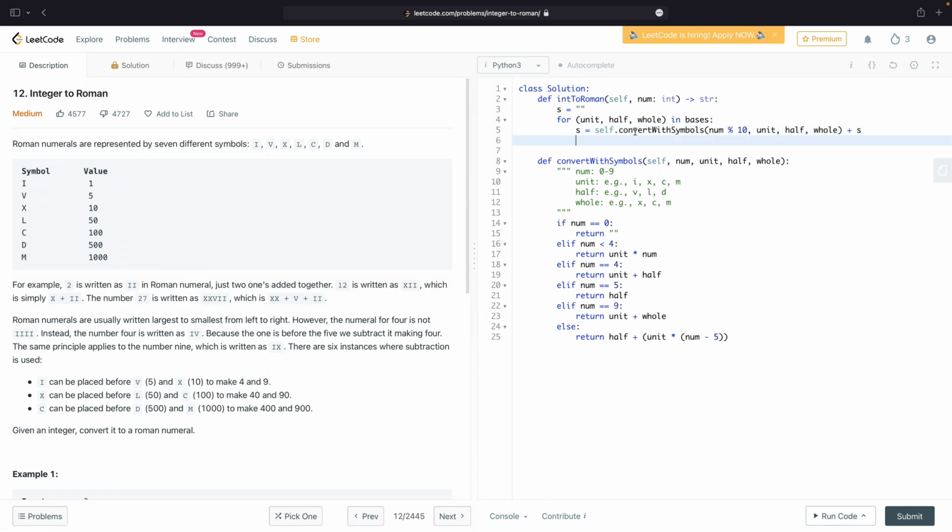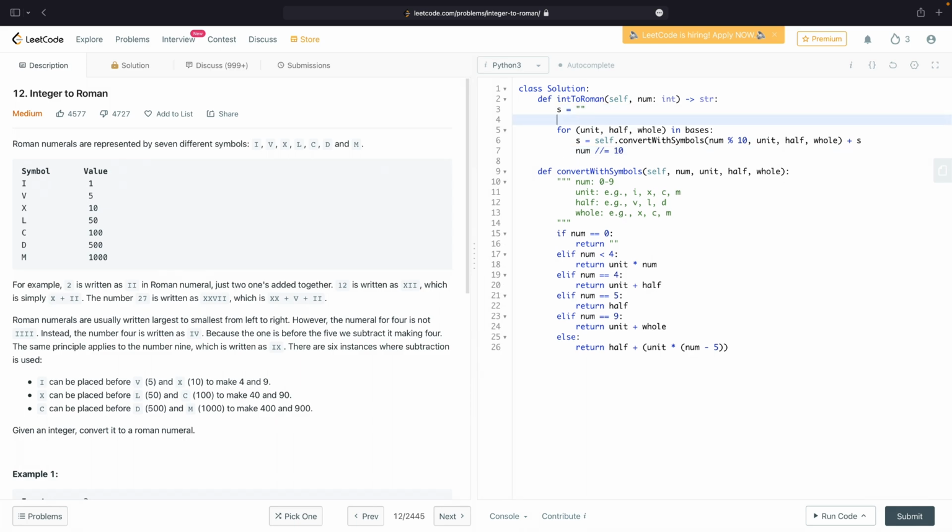We want to do a left concat. We want to prefix the existing string with this, so we can't just use s plus equals because that would do it on the right hand side. We want to do it on the left hand side, and then num gets divided by 10.